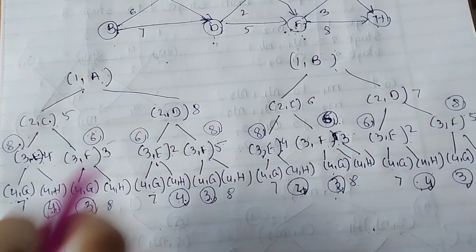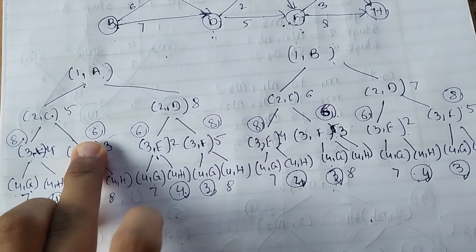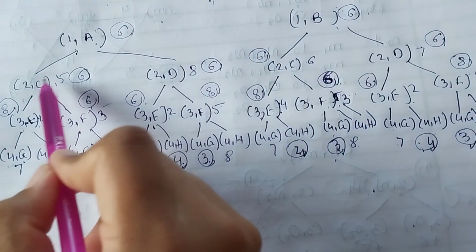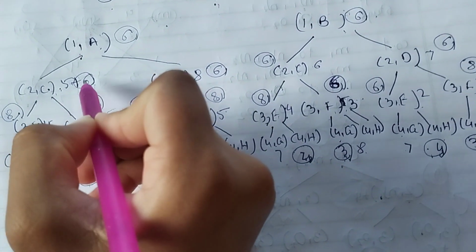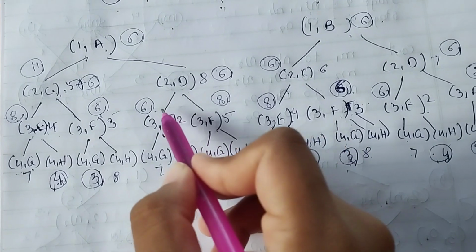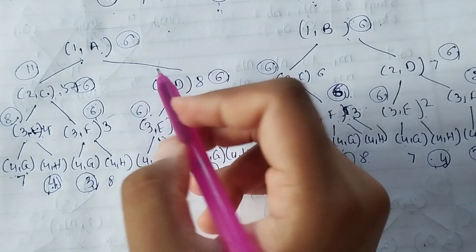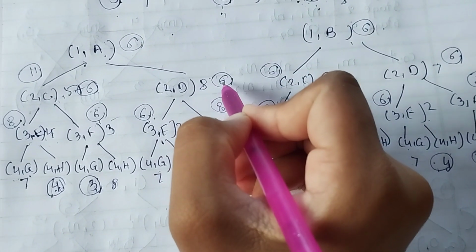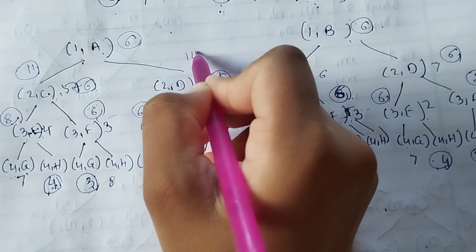Now same procedure from this. Now 8 and 6, which is the smallest? 6 is the smallest, transfer here 6. So 6 plus 5, the cost of this D and C is 5, so 6 plus 5 we get 11. Now again see, from this 6 and 8, 6 is the smallest. Now this 6 plus 8 we get 14. This 6 plus 8 we get 14.